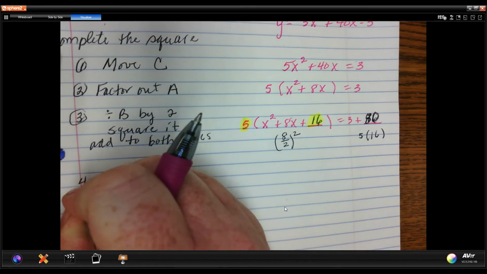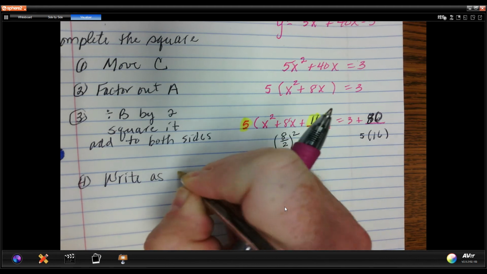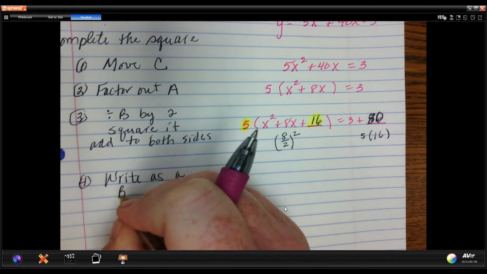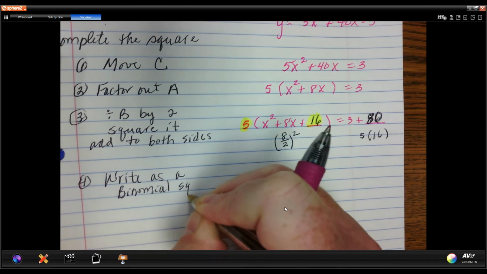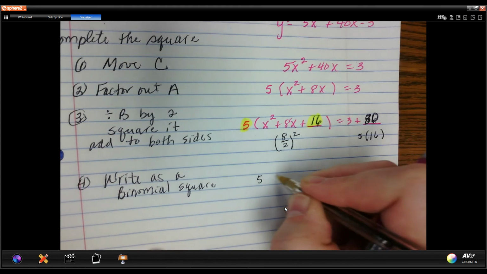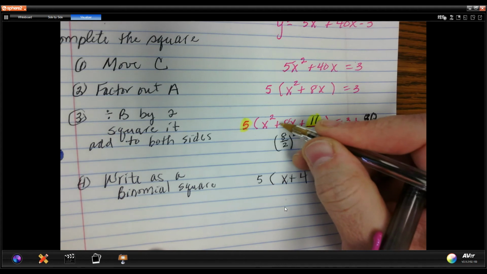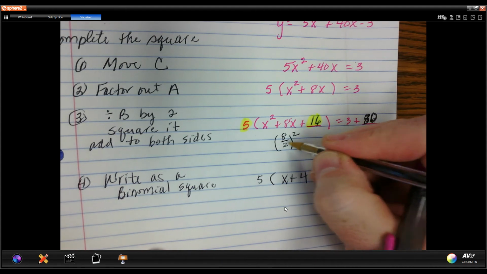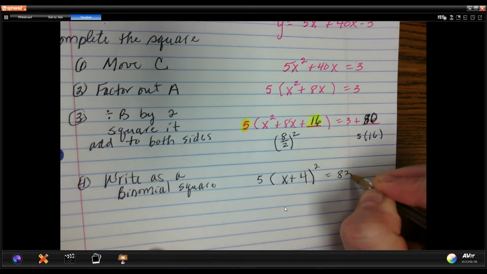Then the next step is to write it as a binomial square. So it's going to be 5 times x plus 4, because that sign right there goes right there, and 8 divided by 2 is 4, so that's what goes into this spot, equals 83.